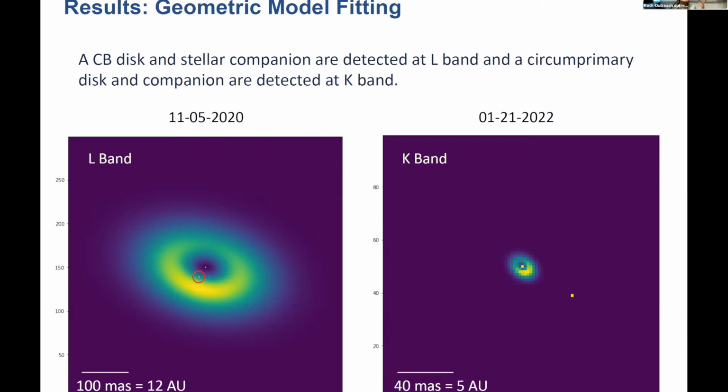we detected a circumprimary disk. So the disk is only around the primary, and it's about 1.6 AU. And the separation between the primary and the secondary is about 5 AU. Similarly to the L-band data, the skew of the disk is oriented along the position angle of the companion. But we cannot be certain if this is a physical feature of the disk or if this is a degeneracy between skew and contrast in our model fitting.